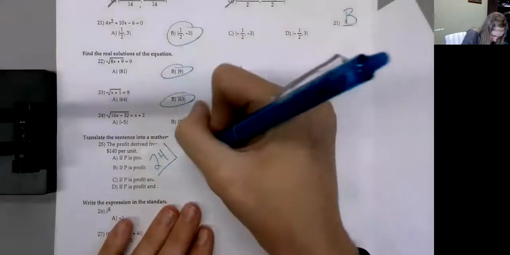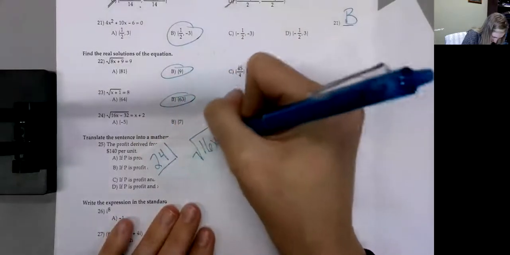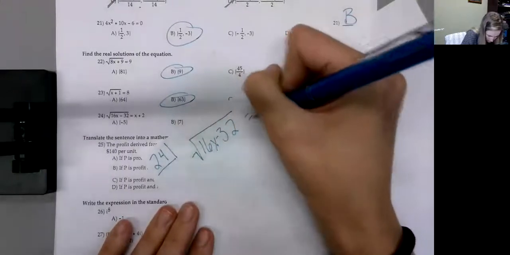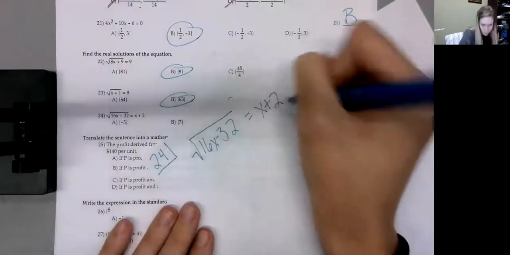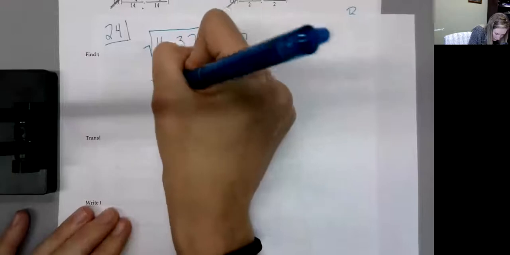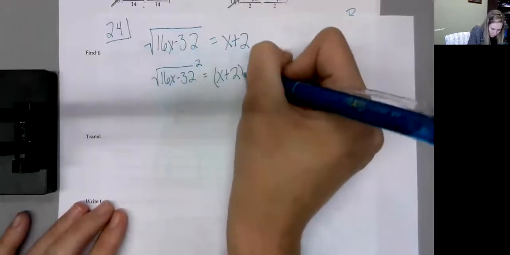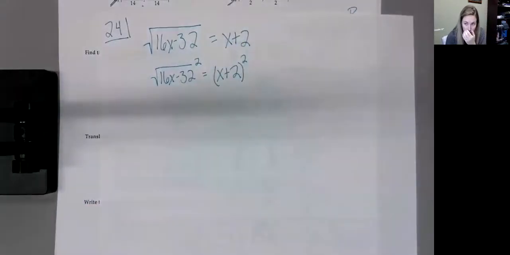The square root of 16x subtract 32 equals x plus 2. So I'm going to rewrite it. When we go to square this side, remember that we have to square all of this. It's not going to be x squared plus 4. It's going to be FOILed out.